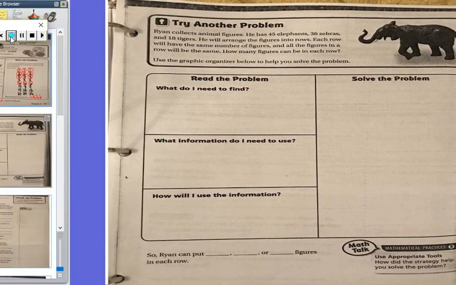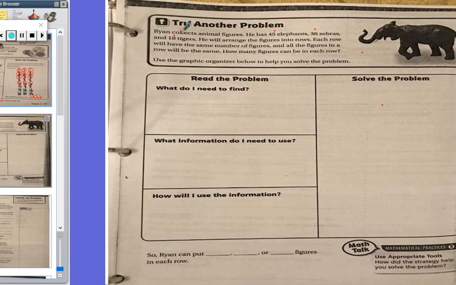Brian collects animal figures. He has 45 elephants and 36 zebras and 18 tigers. He will arrange the figures into rows. Each row will have the same number of figures, and all the figures in a row will be the same. How many figures can be in each row? Use the graphic organizer below to help you solve the problem.